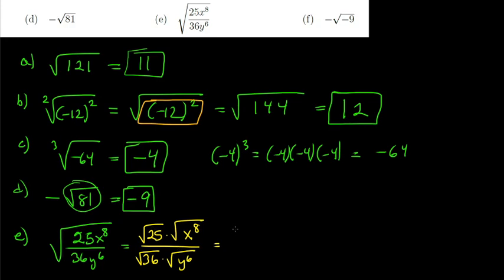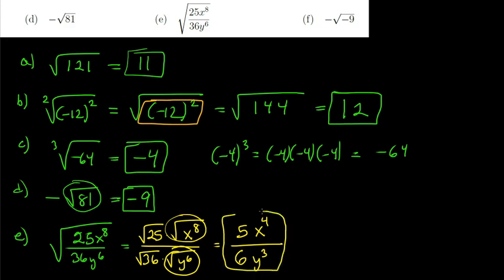All right, square root of 25, right, is just 5. The square root of x to the 8 is x to the 4, right? The square root of 36 is 6, and the square root of y to the 6 is y to the 3. All right.